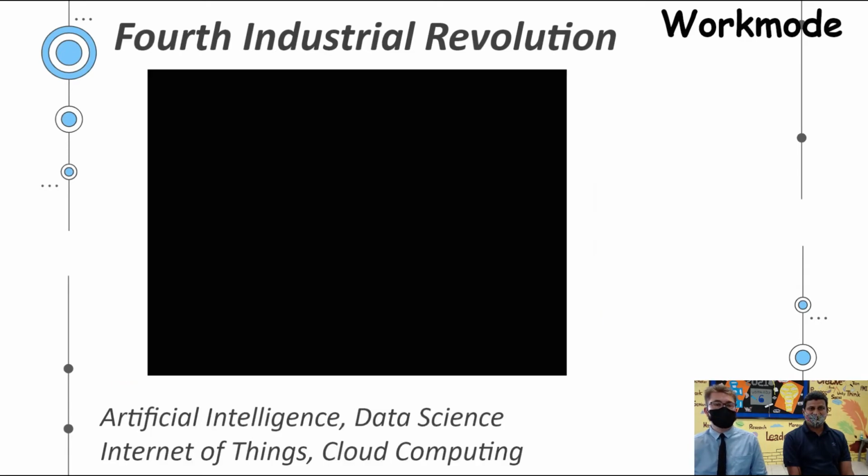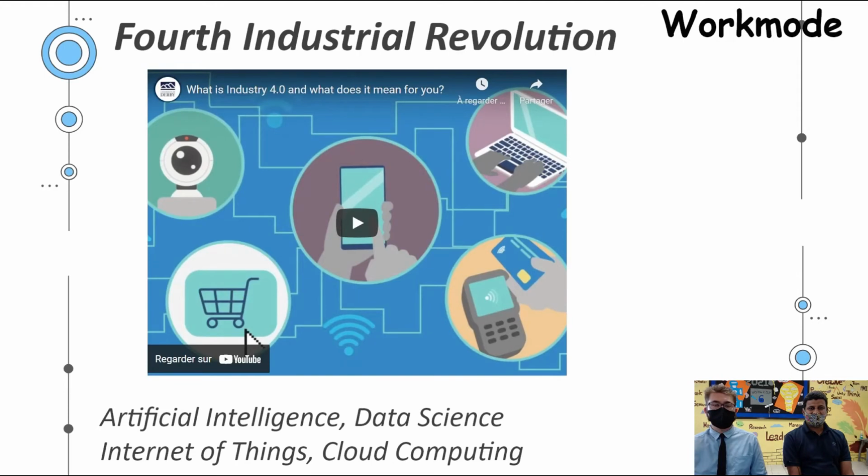Okay, so if you go ahead, and then finally, now we're entering the fourth industrial revolution, and this will have artificial intelligence, data science, cloud computing. So all this data gathering will then be used to provide data to the machines and the robots for manufacturing. Okay, so just have a look at this video, and we'll see you on the other side of the video.